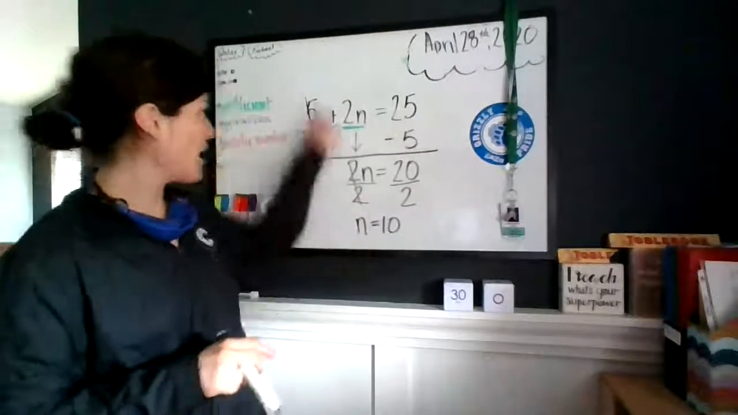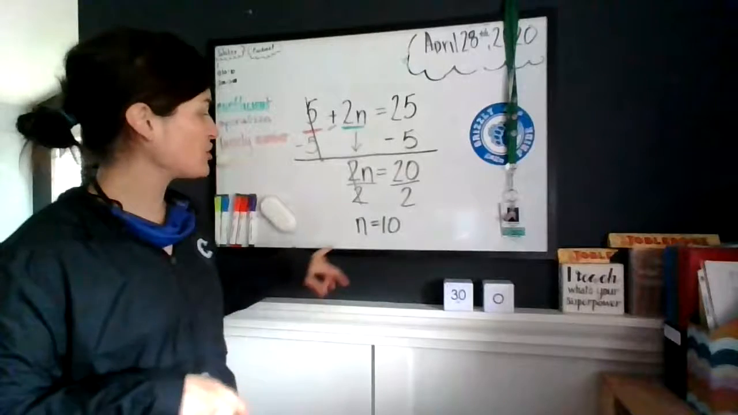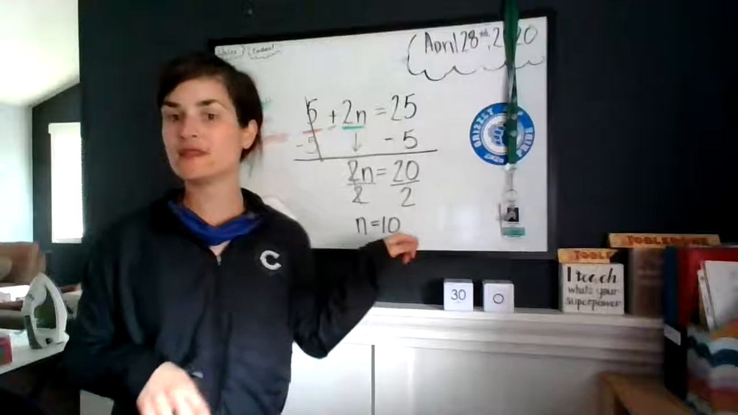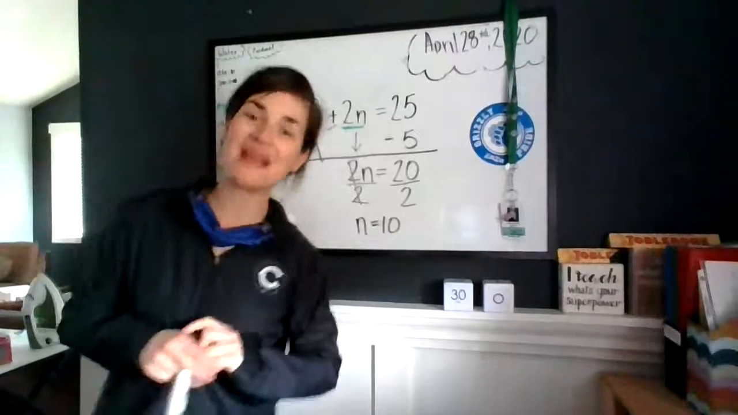So after going through my entire equation and all my steps, I determine that n is, in fact, equivalent to 10. Hope that helps.